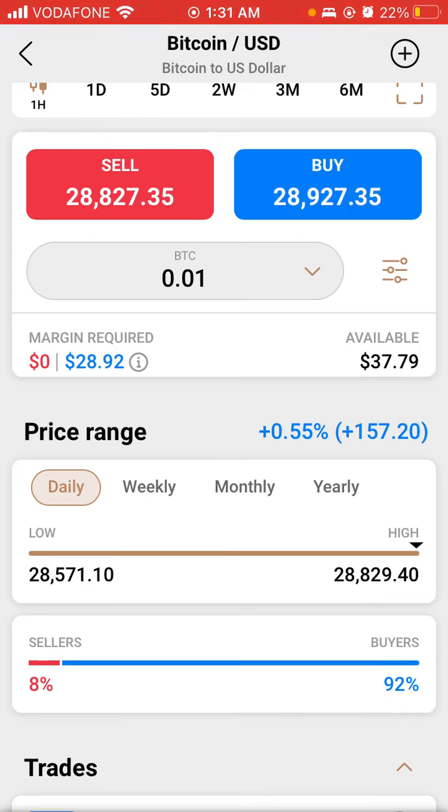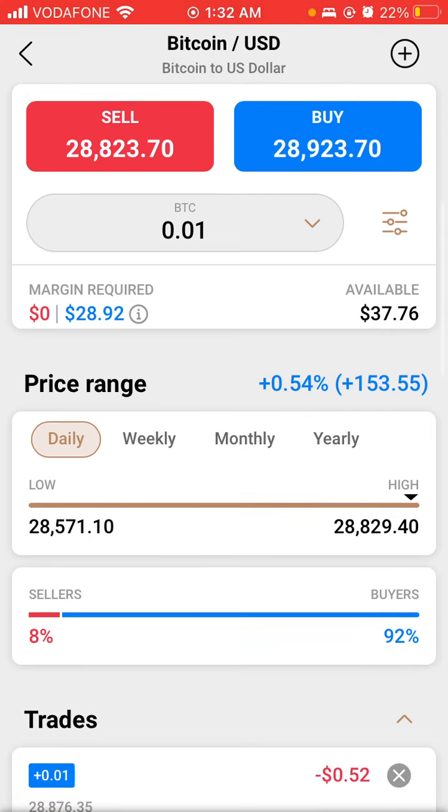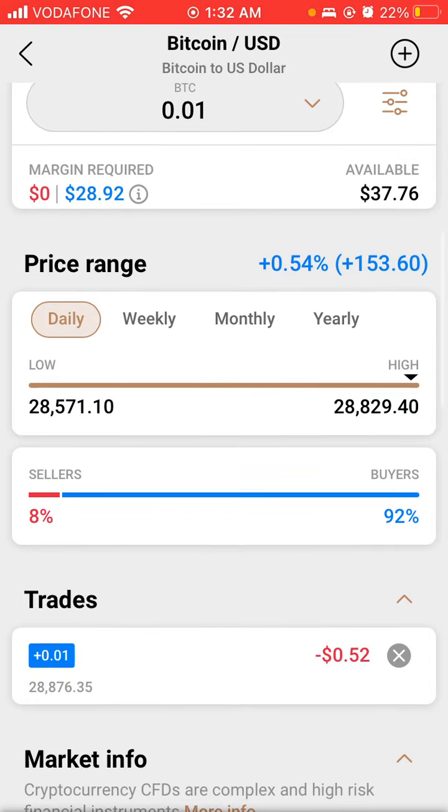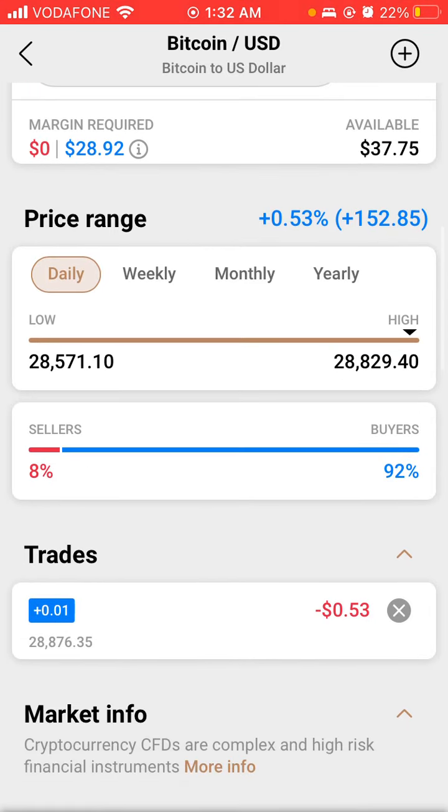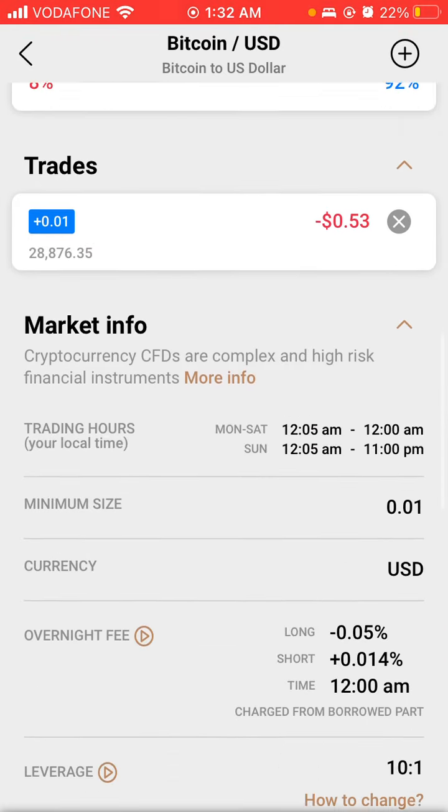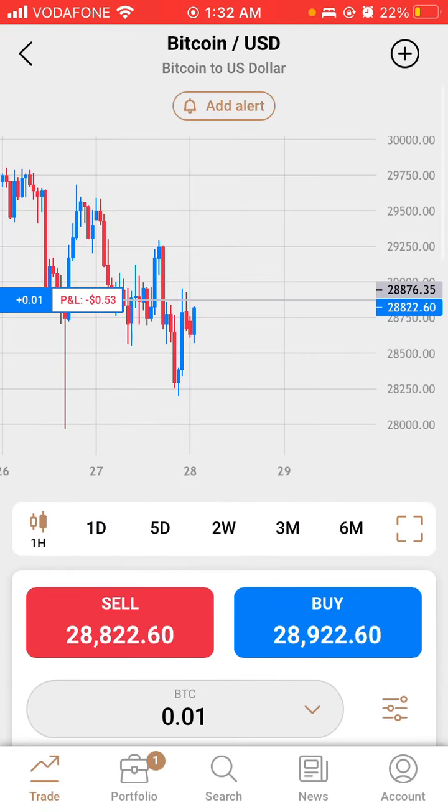And once your balance reduces, automatically the broker takes his money back. That's the leverage he gave you, and the trade is cancelled. So that's just the way it is. As you can see, price range. As you can see, the buyers are more than the sellers. So that's just basically the way it is.